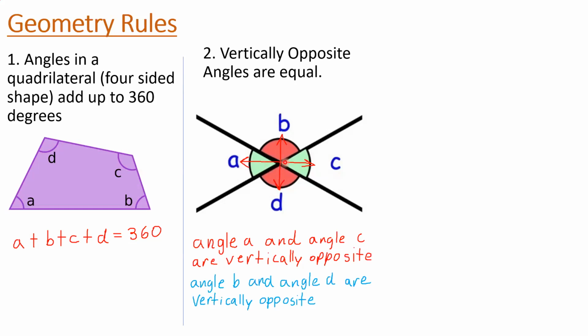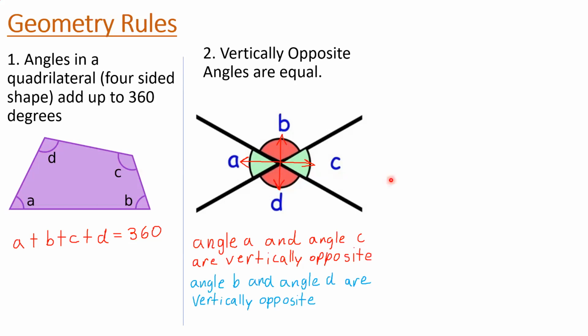So angle A and C, as well as angle B and D, are what we call vertically opposite angles. And one thing about vertically opposite angles, they are equal to each other. So A is equal to C and B is equal to D.